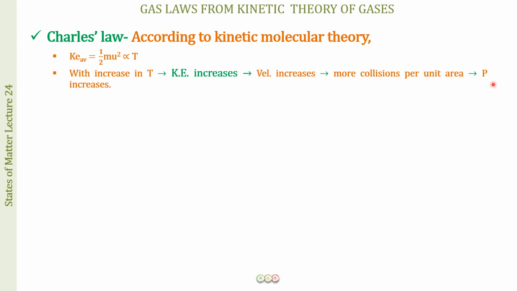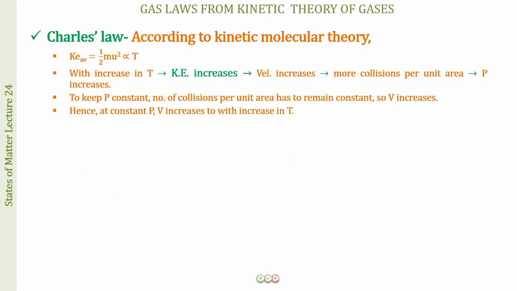But for Charles' law, what do we have as the condition? That the pressure should remain constant. So if we want to keep the pressure constant, we have to keep the number of collisions per unit area constant. To do that, we increase the volume. So we get that with an increase in temperature, there is an increase in volume.